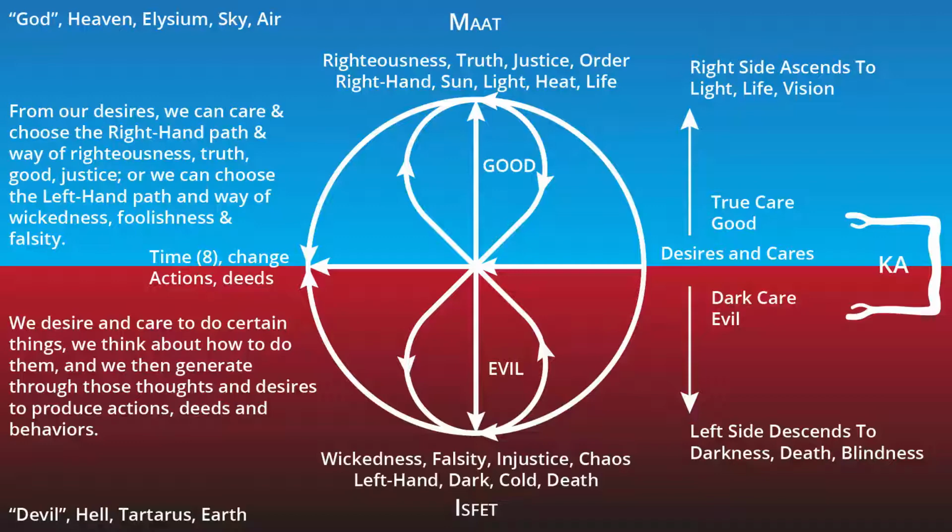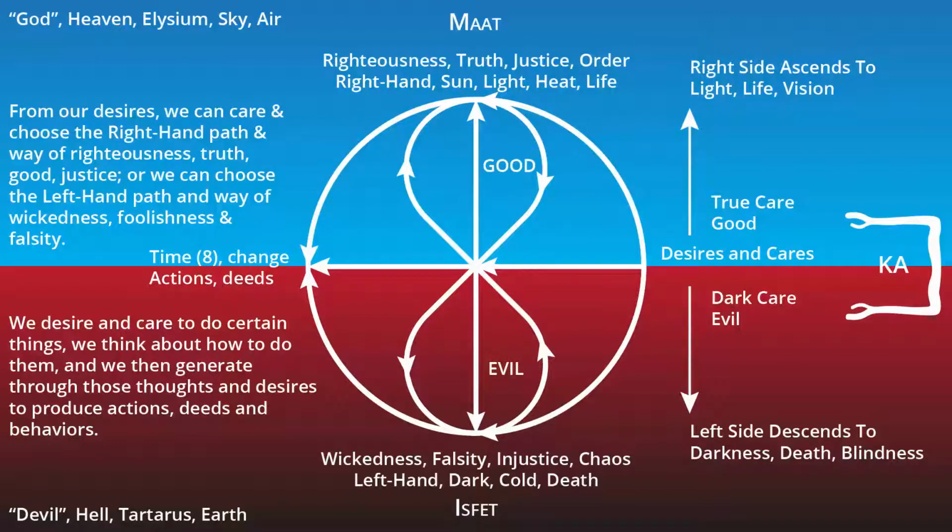So your Ka, you're choosing the true care of good or the dark care of evil. The right side ascends to light, life, and vision, and the left side descends to darkness, death, and blindness. So from your desires and care, you're following the arrow. You can either go with the arrow, or you can go with the circle. So from your desires and cares, what we're doing is we're trying to get from our desires and cares to the other end of the horizontal, to our actions and deeds in time that produce change. Okay, so we're trying to get over there.